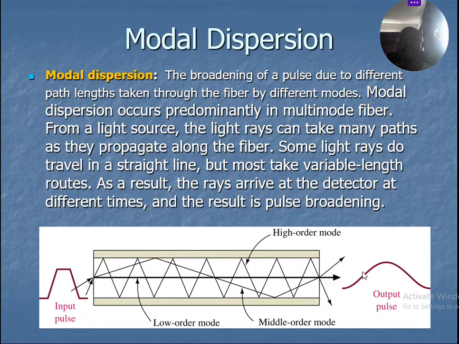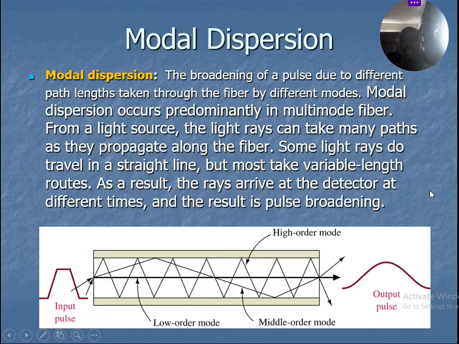So at the end of the day, you see that the pulse width is wider, so the signal is wider, the pulse is bigger than the original one. So this dispersion caused by this difference in mode is called modal dispersion. It's called modal dispersion. So let's go on. I hope this is clear enough.